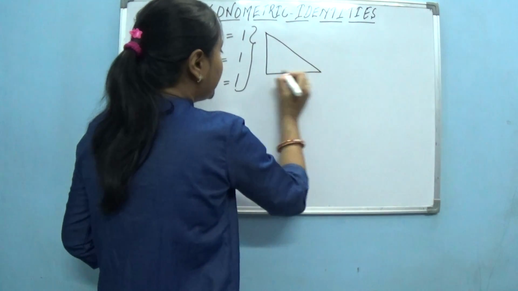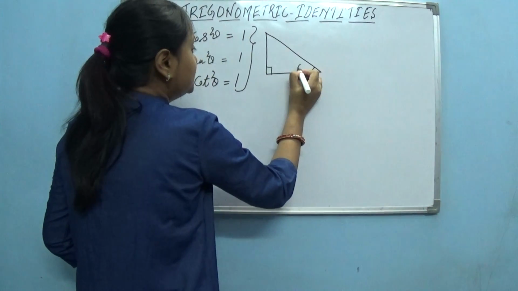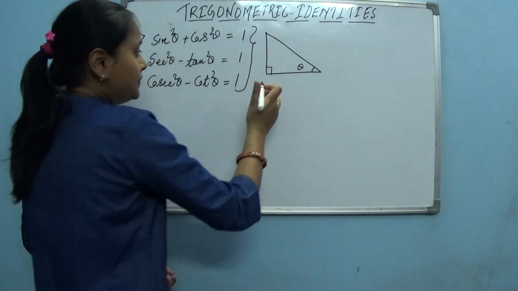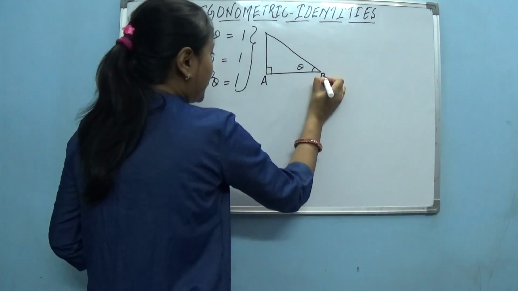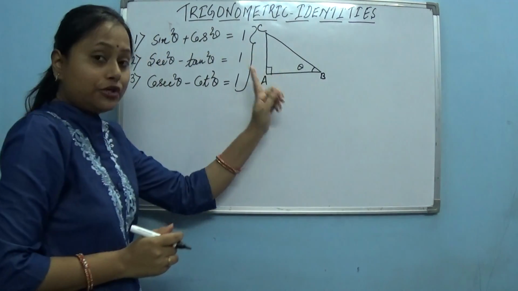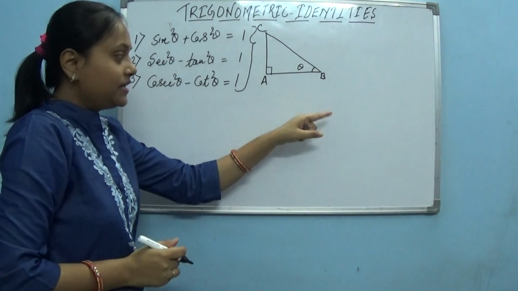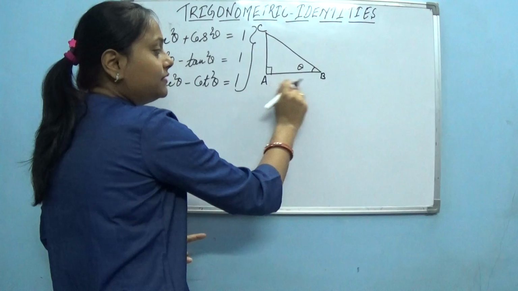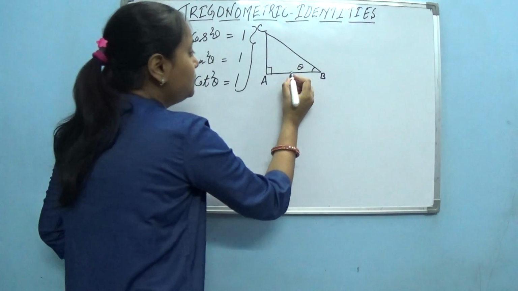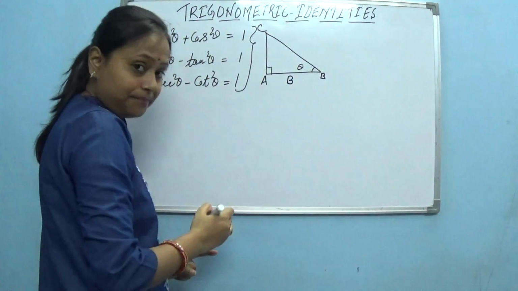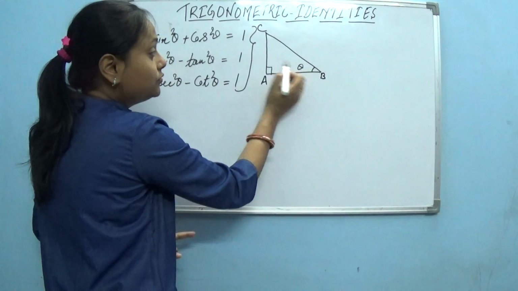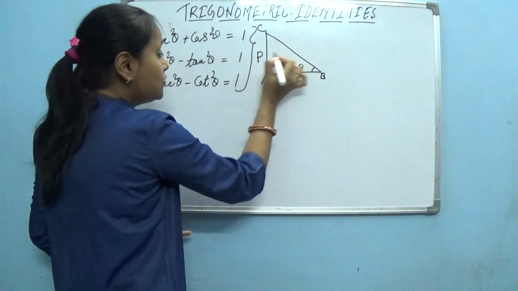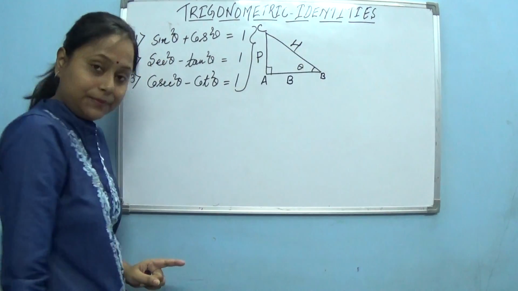This is a right angle triangle, this is 90 degrees. Suppose this is acute angle theta and this is triangle ABC. Angle B is acute, so we can take it as theta. This is 90 degrees, so the side adjacent to theta will be the base, the side opposite to theta is called the perpendicular, and this is called the hypotenuse.